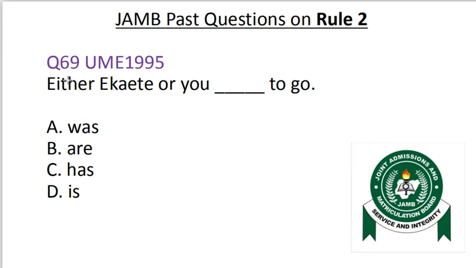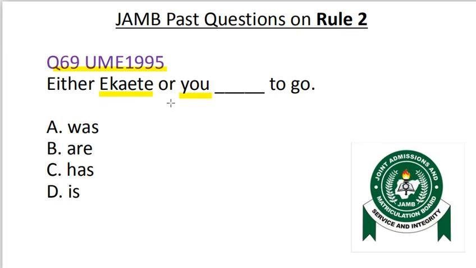Question 69, UME 1995. Either Ekaite or you dash to go. A, was; B, are; C, has; D, is. This particular question looks similar to one of our examples where we said either Nancy or you were there. Although that one is in the past tense, this one is in the present tense.